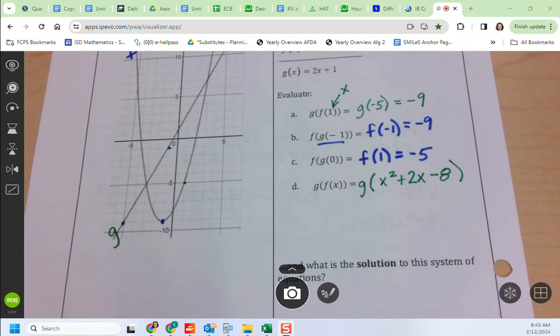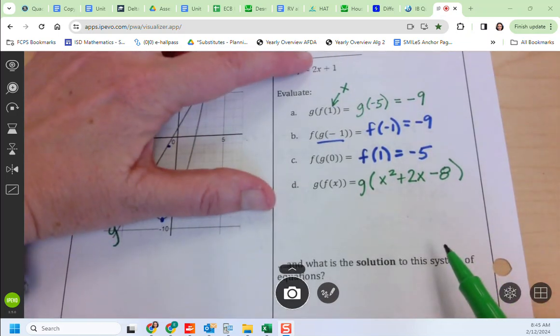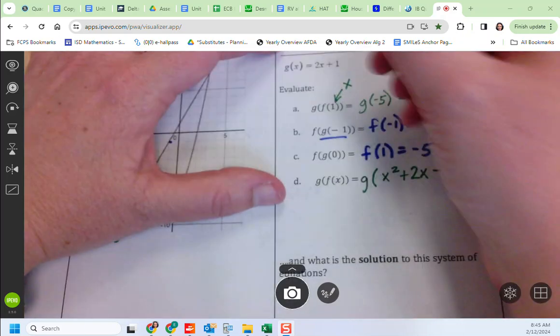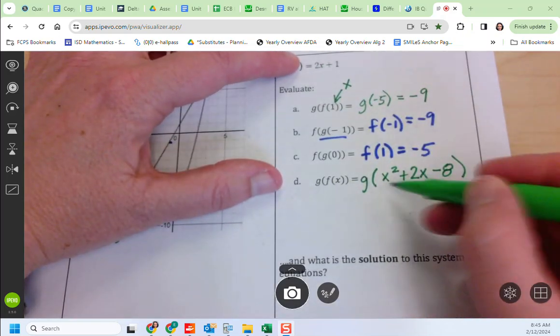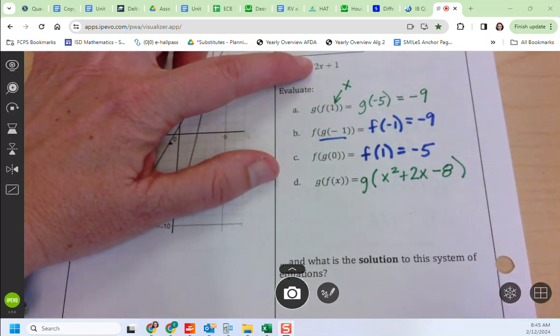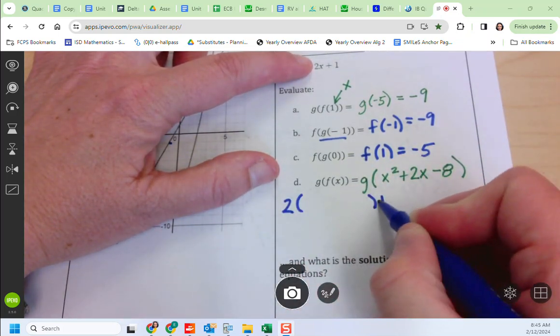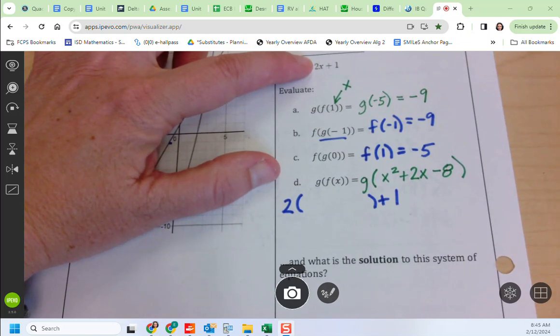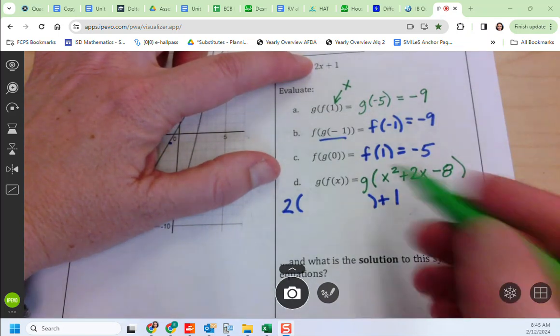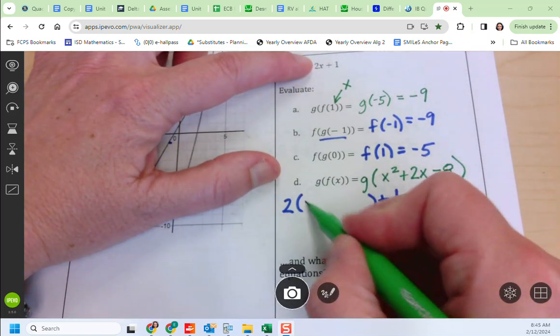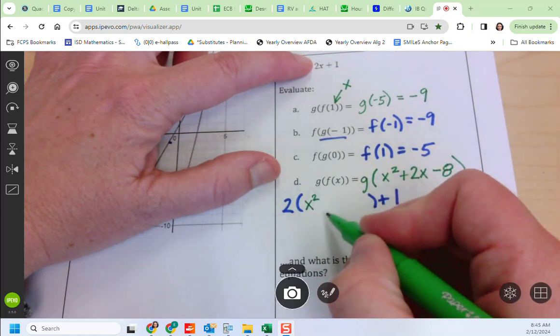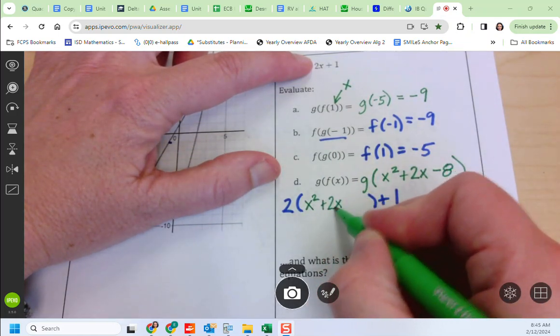So notice I put x squared plus 2x minus 8 where it said f of x. All right, so now I'm looking at function g. It's 2x plus 1. I'm going to replace the x with all of this. So what I'm going to write is 2, parentheses, plus 1. I'll be replacing the x with all of function f. x squared plus 2x minus 8.